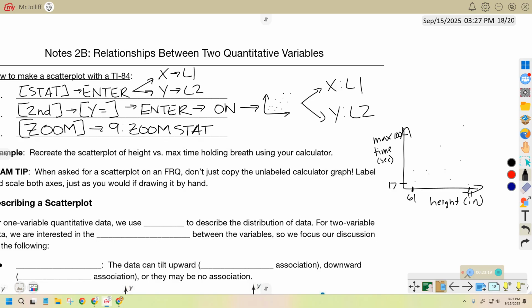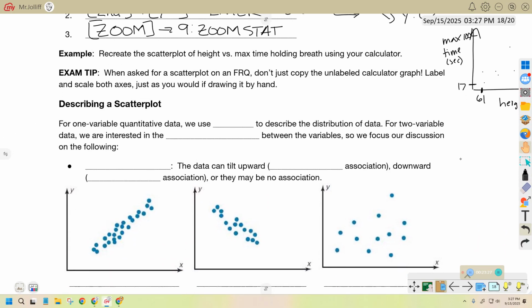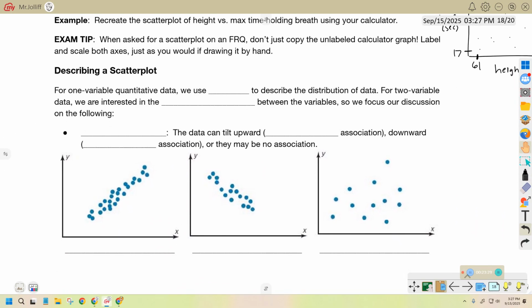Okay, questions about making scatter plots? No. Okay, now the fun part, the statistics part. How do we describe them? We encountered that during our bell ringer today. What kind of words do we use to describe? If I'm looking at one variable data, what are the 4 descriptors I have to go through?